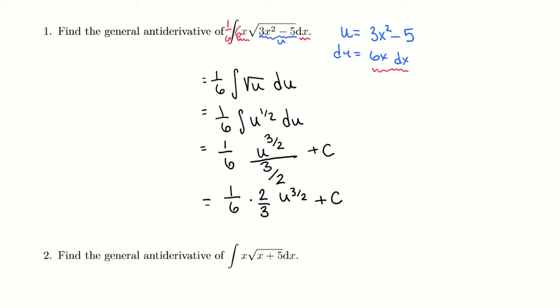So all that remains is to simplify these fractions, to combine these fractions, and to replace u with 3x squared minus 5. So this will be 2/3 times 1/6, which is 1/9, multiplied by 3x squared minus 5 to the 3/2 plus c. And that's just because we replaced u with 3x squared minus 5.